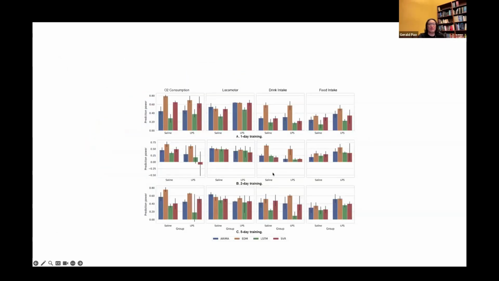And we can show that, for example, we can do better than LSTMs for behavior of mice. In this case, we're checking how much oxygen the mice are consuming, how much they're moving, how much they're drinking, and how much food they're eating. This is the performance, like 80% accuracy with this MDE algorithm that we have. With LSTMs, which is your standard recurrent neural network, you can only do about 30% accuracy.